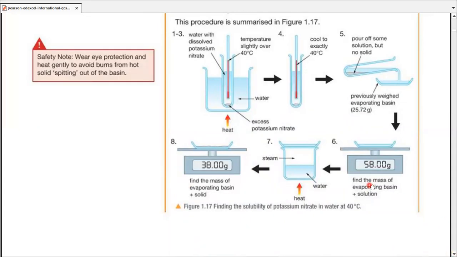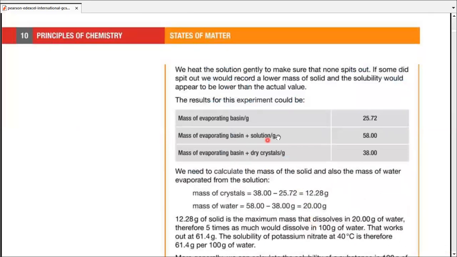Do you understand the steps here? Yeah. Now, these steps will make more sense once you get to the calculation. The calculation is actually the mass of empty basin, which is 25.72 grams. Now, the basin plus the solution is 58 grams. Now, this value can be different for different students. That doesn't matter.